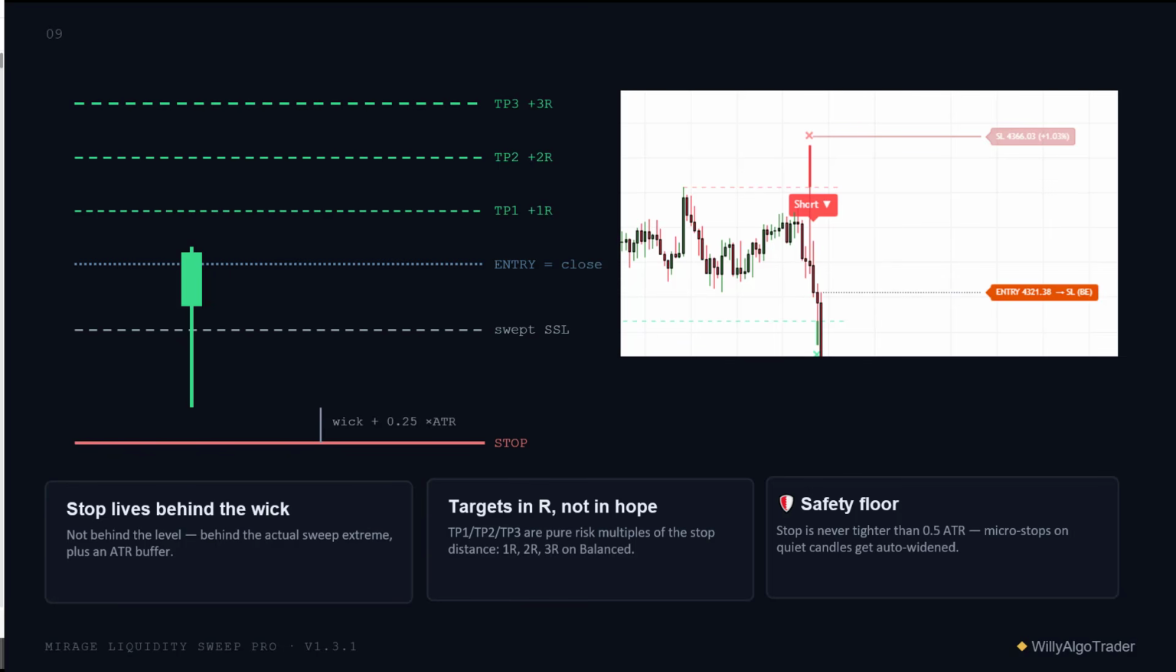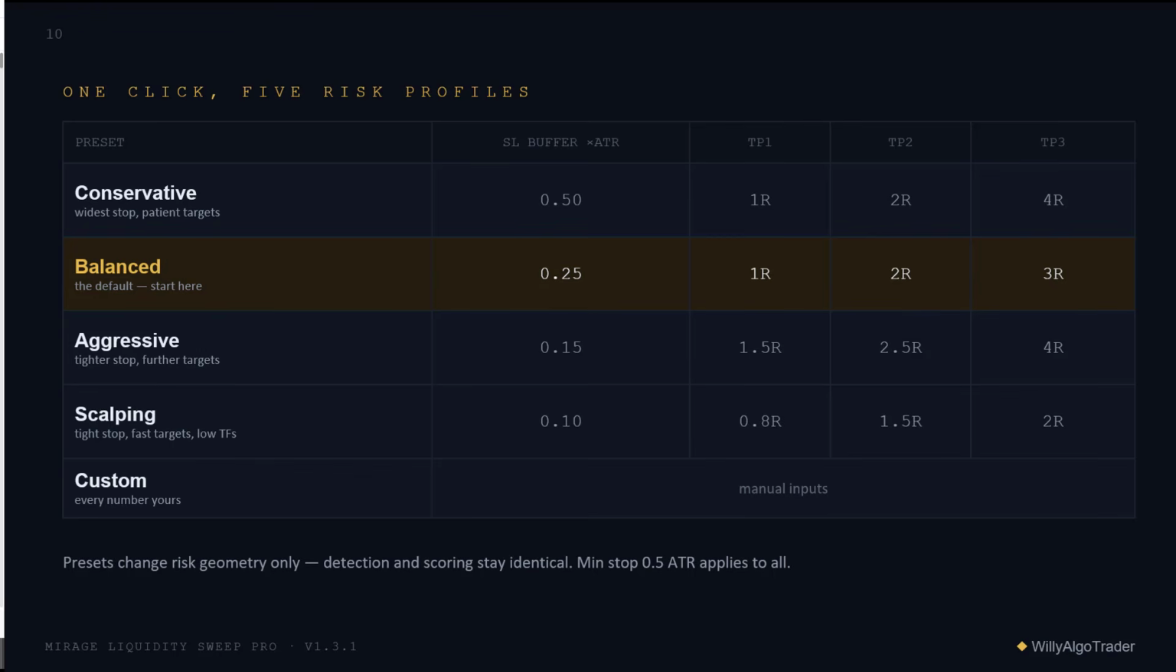When the signal fires, the trade builds itself. Entry is the close of the signal bar, and the stop sits beyond the actual sweep wick, not an arbitrary percentage, not a flat distance. The sweep wick is the precise point that invalidates the idea, so that's where the stop belongs, plus a small ATR buffer. There's one guard. If that stop ends up unrealistically tight, Mirage widens it to half an ATR. No suicide stops. Then your three targets are pure R multiples off the risk distance, TP1, TP2, TP3, clean, mechanical, no guessing. And you don't set any of that by hand.